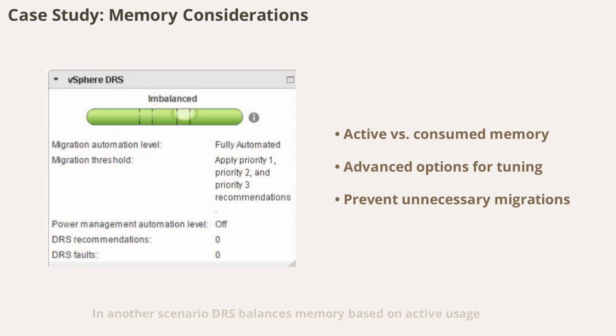In another scenario, DRS balances memory based on active usage. If one host has low active memory but high consumed memory, DRS may migrate VMs to balance active memory, potentially causing swapping if the host is already full. By adjusting the advanced option to consider all consumed memory, DRS can avoid unnecessary migrations and prevent performance issues. This highlights the importance of tuning DRS for your specific workload patterns.